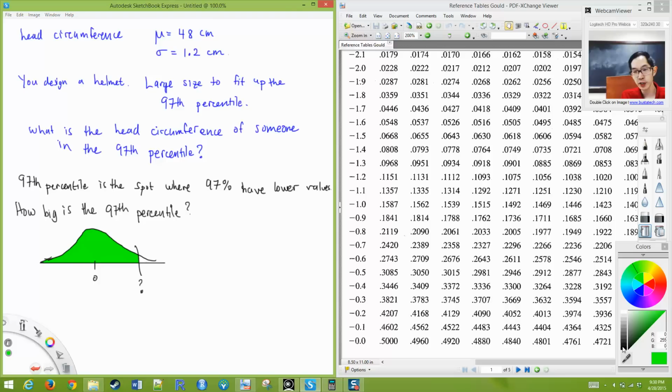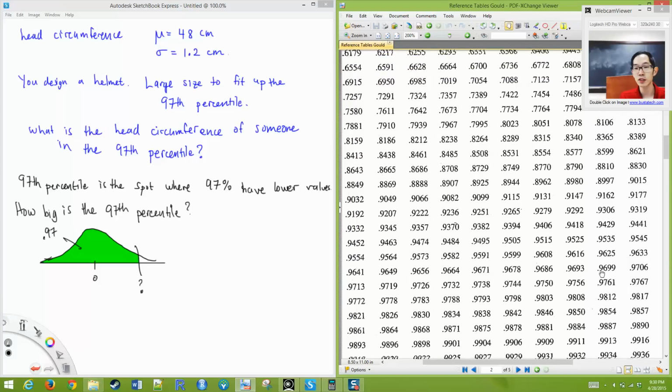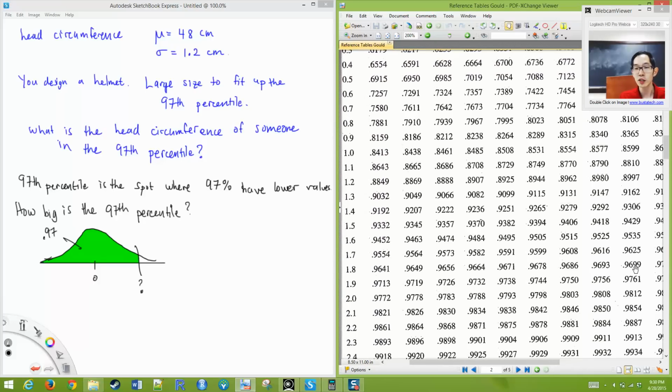0.9699. This is the closest value to 0.97, right? Because 0.97 is 0.9700. In the table, we find 0.9699, and that's pretty darn close to 0.97. It might be the one bigger, it might be the one smaller, but in this case, it's between 0.9699 and 0.9706. So this is the closest one. And this corresponds to a value of 1.88.